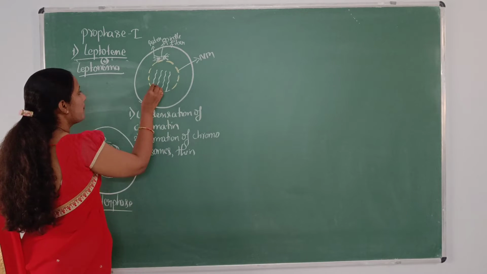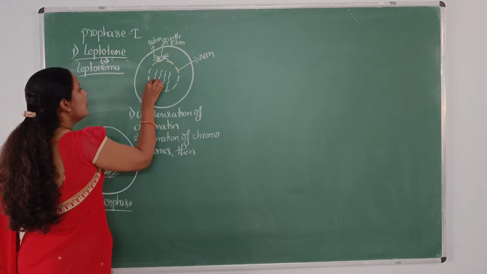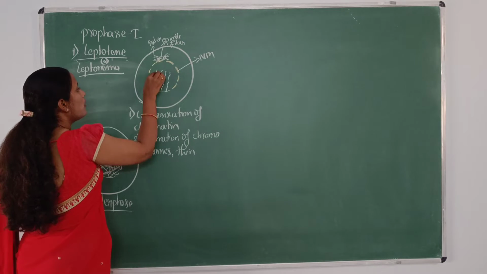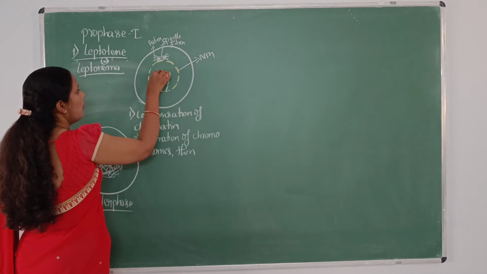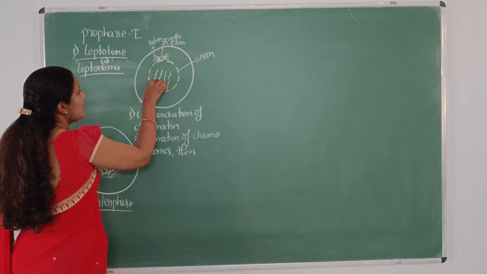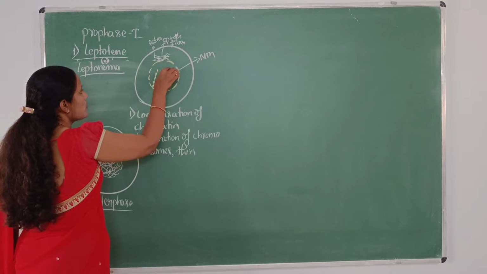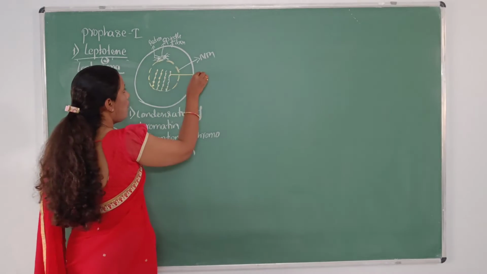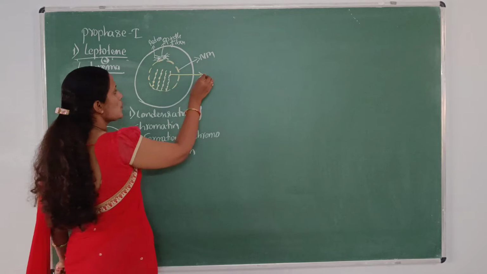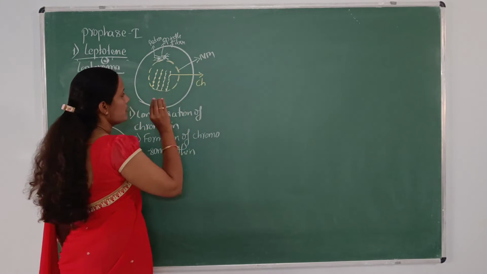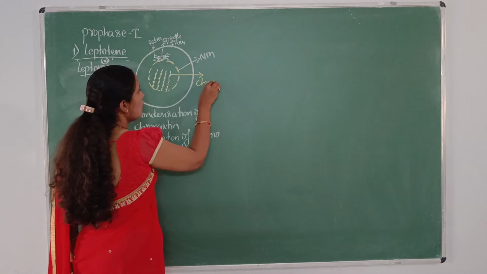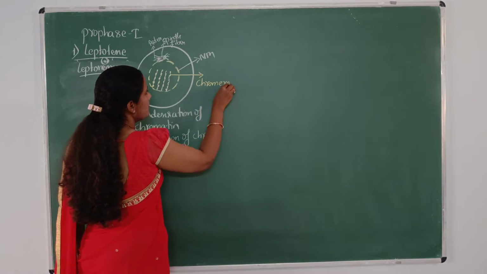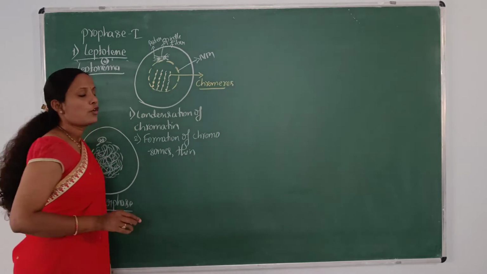What happened to them? On these thin chromatin fibers, or the chromosomes, there is a formation of nodule-like structures. Nodule-like structures are formed on the chromosomes, and these nodule-like structures are called chromomeres.